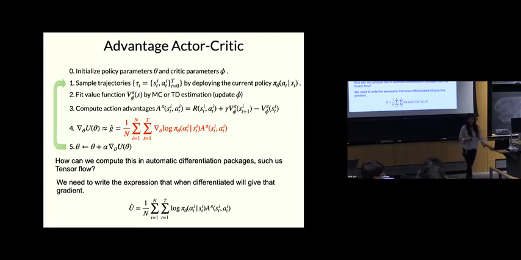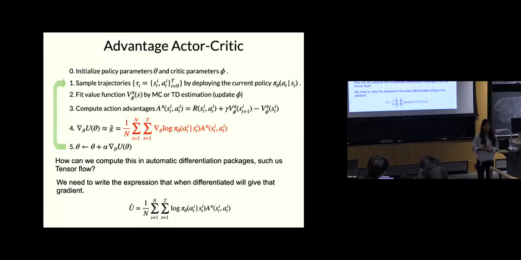All right. Yes? So going back to the advantages, step 3. We could still have that all the advantages of a state and action pair, even after subtracting the value of the state, would be negative, right?